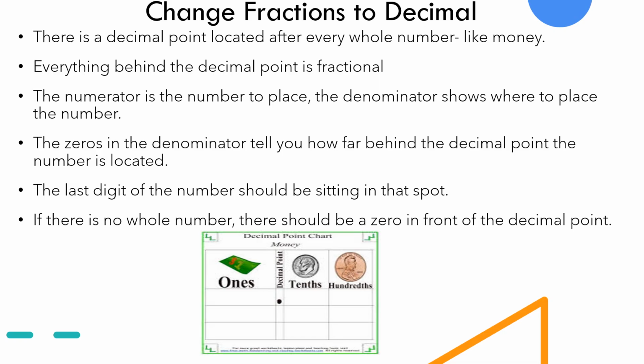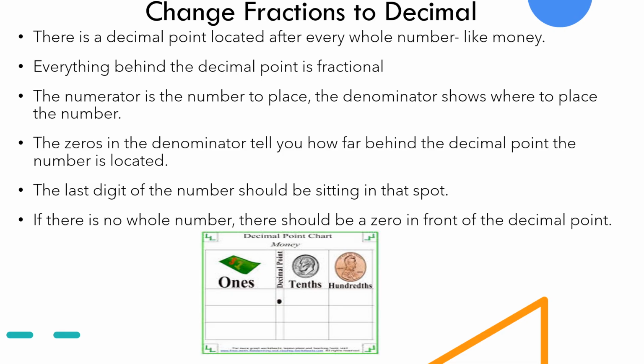Change fractions to decimals. So first off, you should know that all whole numbers have a decimal point in them. And when you do not see it, it is located at the end of the number. So kind of like money. If I have $4, I can say that with just the dollar sign and the number 4. Or I can say $4 and put my decimal point at the end and put 00 to show you that I have no cents. Whole numbers work the same way.